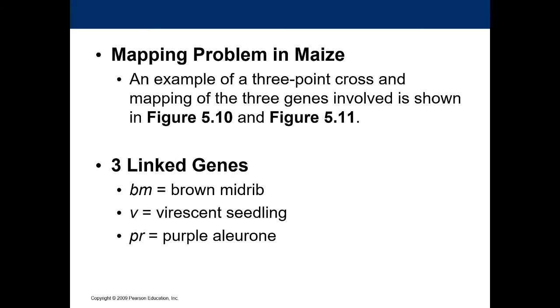So let's try an example with maize. In maize, you have 3 linked genes: BM, brown midrib, V, virescent seedling, and P, purple aleurone.